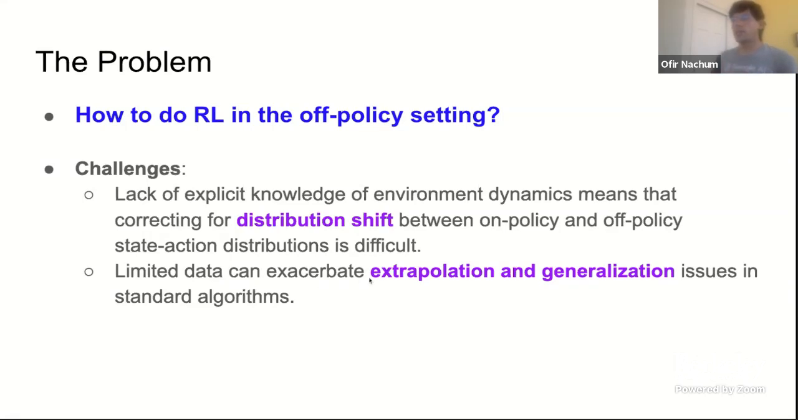The second big challenge is what I'll refer to as the generalization problem. This refers to the fact that in the off-policy setting, you necessarily have limited data, or your data only covers a small subset of the state and action space. This limited data exacerbates existing extrapolation and generalization issues in standard RL algorithms. And this is why we get things like exploding Q values and divergence in training.